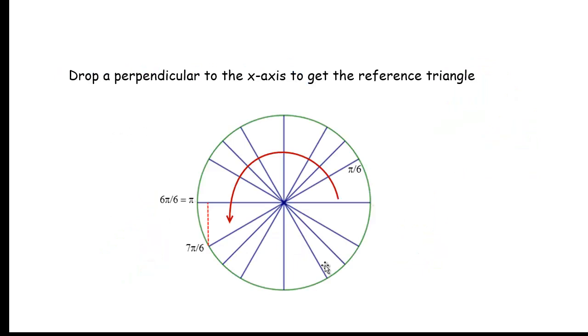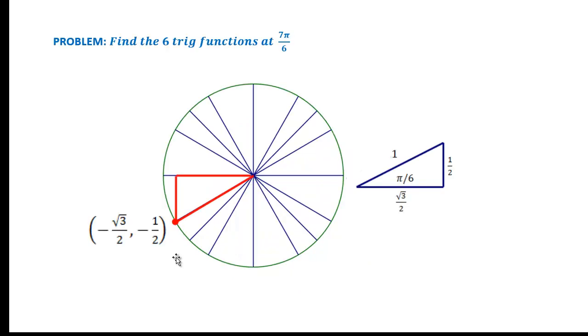Pi over 6 is 30 degrees. So I start at angle 0, which is over here, and I start going around the circle in a counterclockwise fashion till I get to pi, which is 6 pi over 6, and then I have to go one more to get 7 pi over 6, one more increment of 30 degrees. So that puts me at this angle right here, and to get the reference triangle, I drop a perpendicular straight from this point here to the x-axis. And that gives me the following triangle.